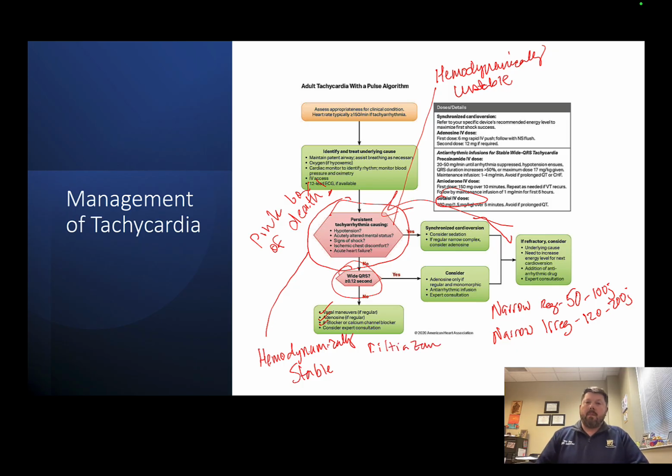Also, a very strong point here is that if you're going to give adenosine to a patient, you want to make sure you let them know what's going on and that they may not feel very good while they're receiving that medication, because there is a chance that it may stop the heart. It is a medication that targets the AV node, and it may cause a period of asystole before it hopefully converts.